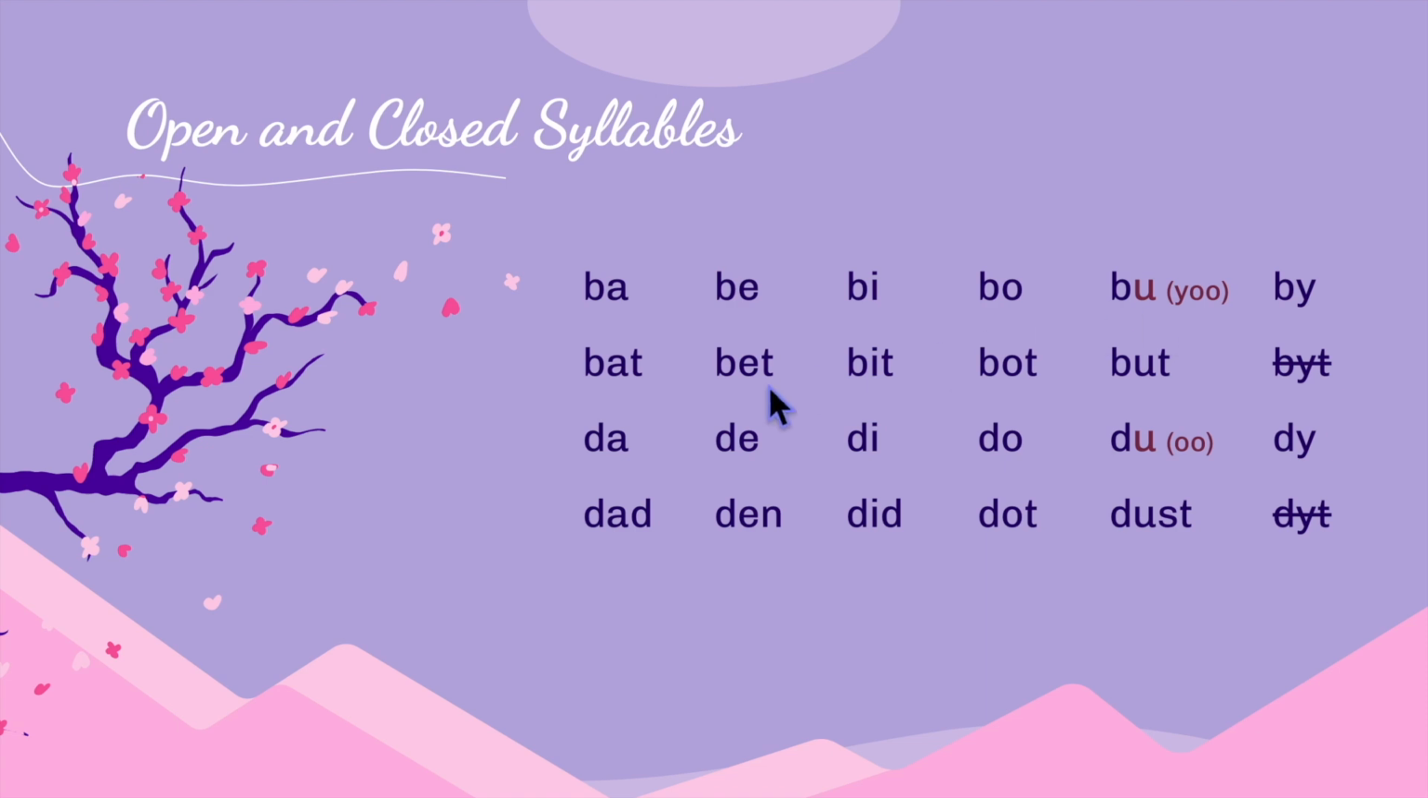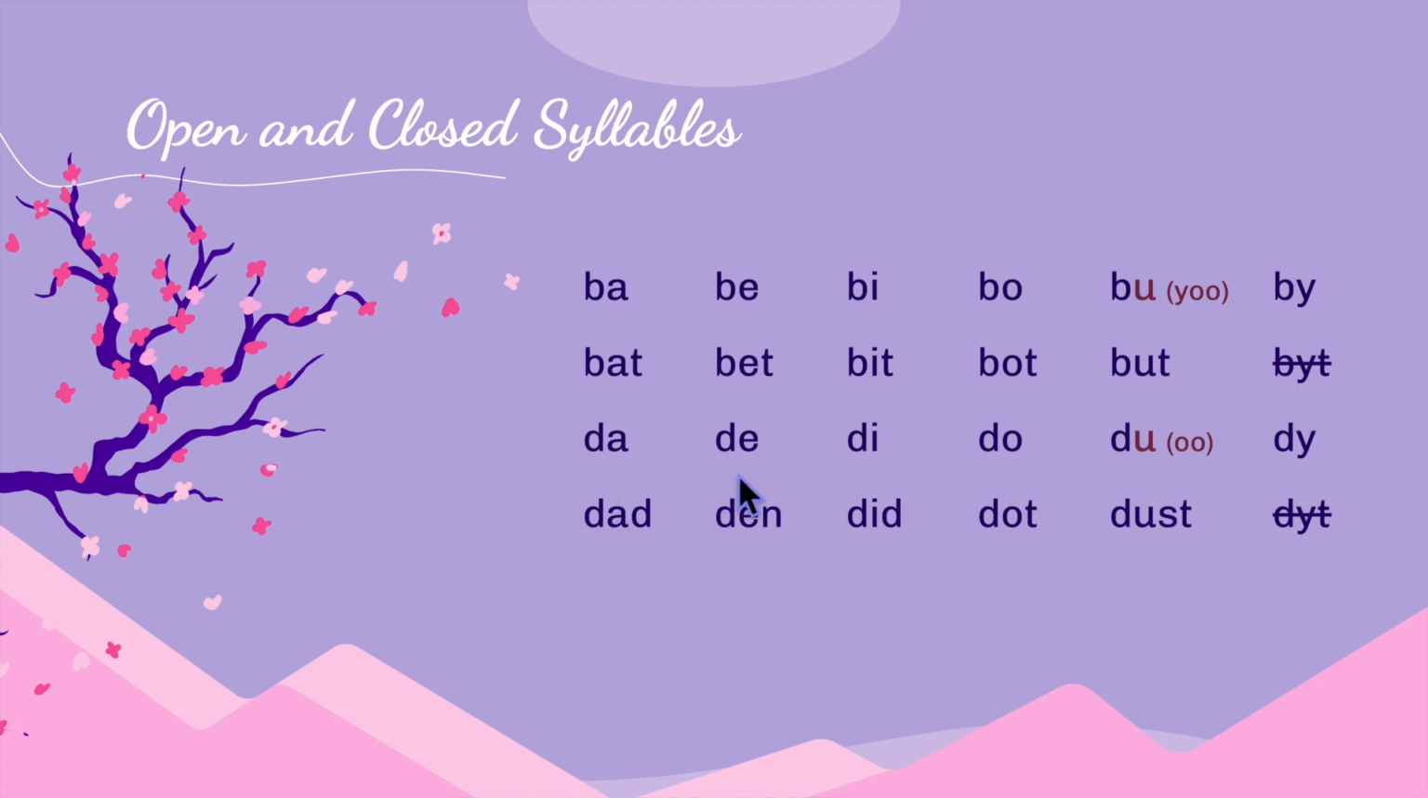In this row, we have the vowels in the middle of the syllable, so they are closed and we use the short sound. A Y in the middle of a syllable will have a short I. So we have bat, bet, bit, bot, but, and bit. This is not actually a real word, but you can still pronounce it.